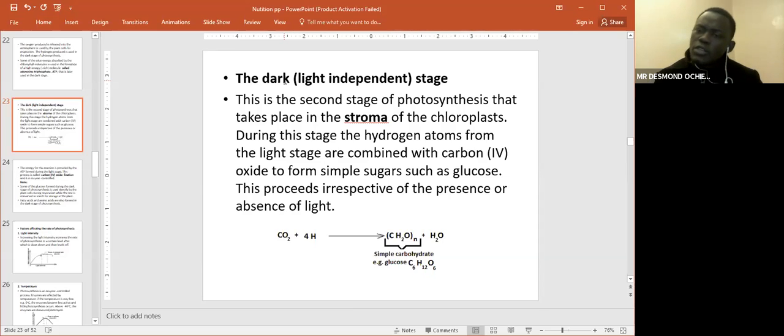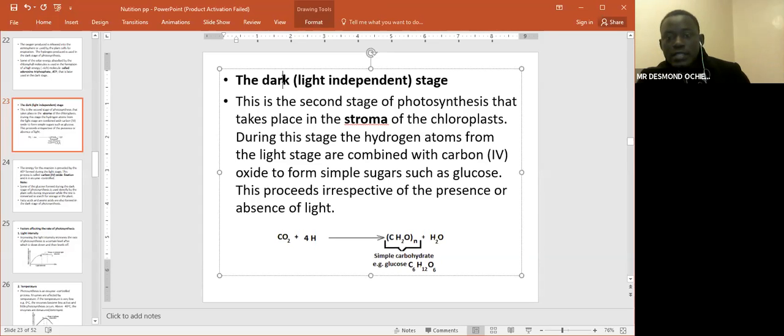Actually, the simple sugars are not formed immediately. The immediate products that are formed are some simple carbohydrates. So these carbohydrates, once they are formed, undergo a series of chemical reactions, which leads to the formation of a simple sugar. So this process proceeds irrespective of the presence or absence of light. Whether there is light or not, carbon dioxide will combine with hydrogen.